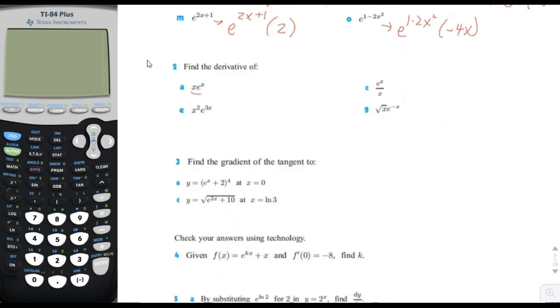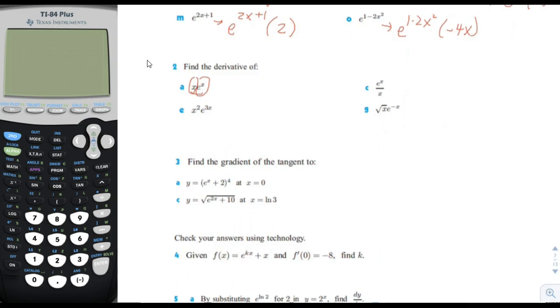Alright, moving on to number 2. Find the derivative of x e to the x. Okay, now we have x, and we know how to take the derivative of x and e to the x as separate functions, but we do not know how to take it as a product. Now, we can use a product rule, right?